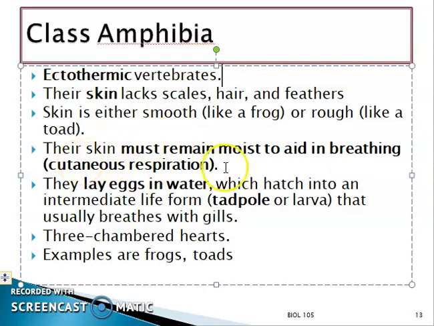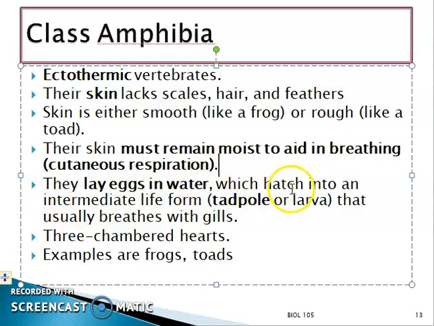The skin must remain moist to aid breathing, because when they are in water, they are doing cutaneous respiration, that is they are respiring through their skin, which is highly vascularized. It means it has lots of blood vessels inside it, and that's why they have that moist skin all the time.